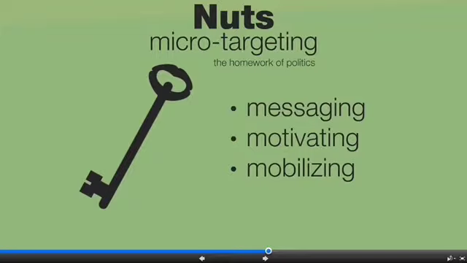So it's talking about micro-targeting and messaging, motivating, and mobilizing people out there. As we talked about earlier, you're going to want to try to gather as much research as possible, not just on the districts, but also on the voters and individuals in that district. And you're going to want your campaign team out there surveying those targeted districts or those targeted voters. You're going to want to know, obviously, what is most important to them.